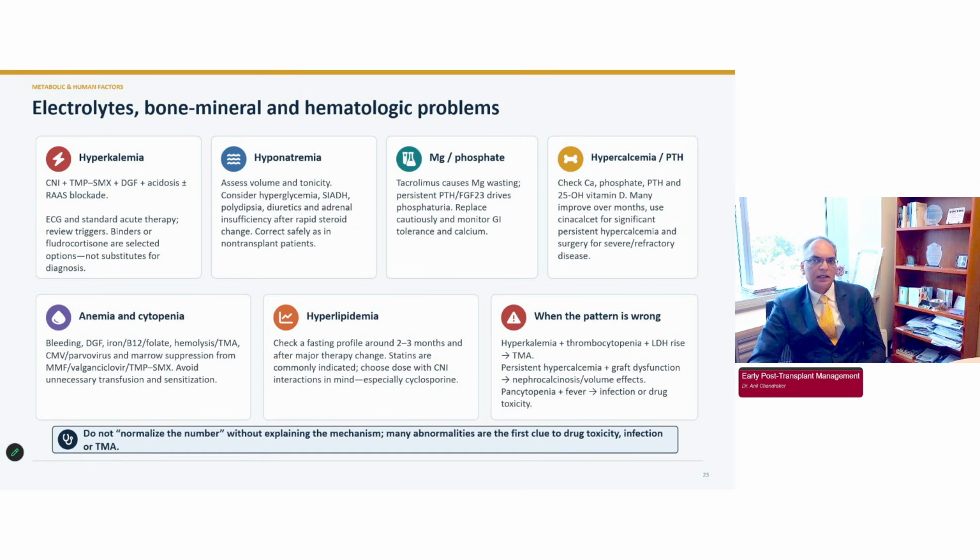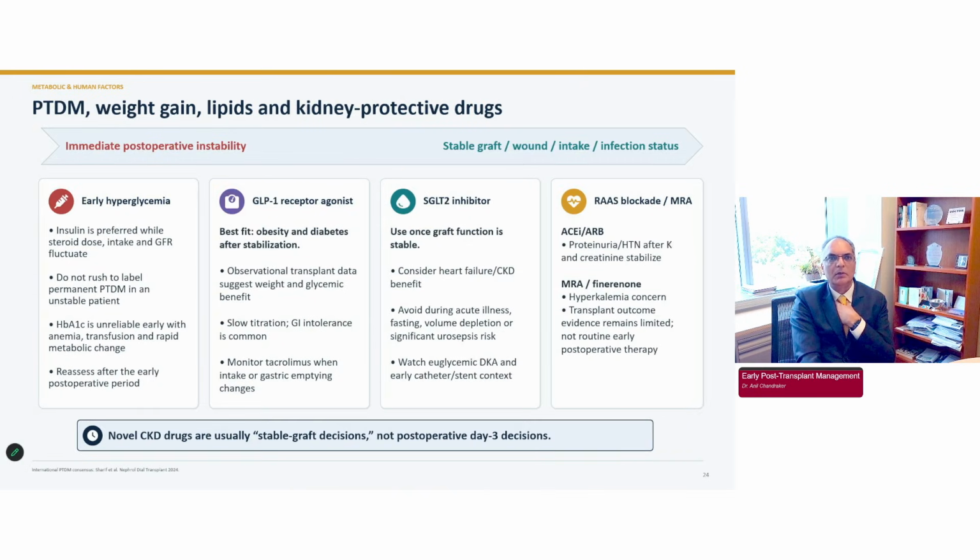Use cinacalcet if there's an elevated PTH and persistent hypercalcemia. Anemia and cytopenia have multiple causes, often drug-related. Important to check for hyperlipidemia. It's really part of good management, usually 2 to 3 months post-transplant. And then, if there is something that does not really fit with a diagnostic pattern, then you need to think about, is there something that you are missing?